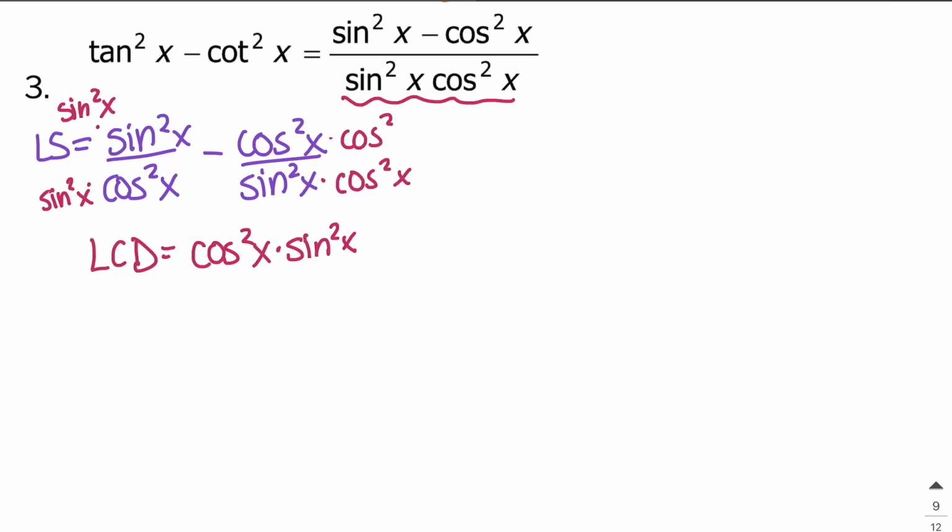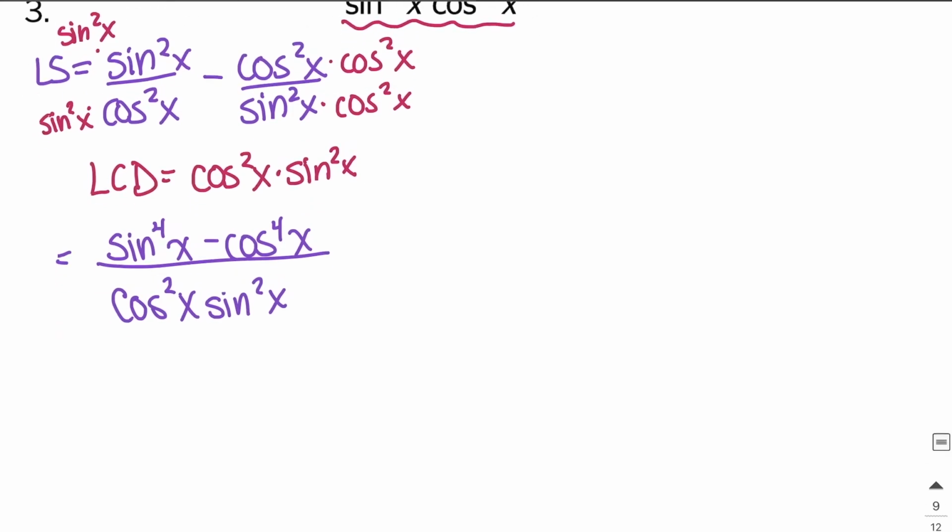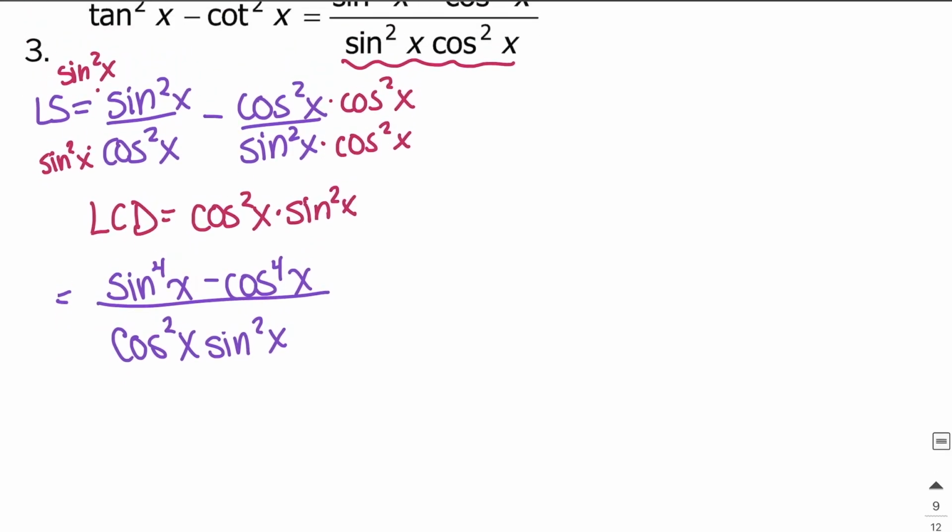So I'm going to multiply numerator and denominator by cosine squared x. And so this whole thing right here turns into sine to the power of 4x minus cosine to the power of 4x all over cosine squared x, sine squared x. I got sine to the power of 4x by multiplying sine squared times sine squared. I got cosine to the power of 4x by multiplying cosine squared by cosine squared. All right, cool. Now, there's not really a whole lot more that I can do with this.